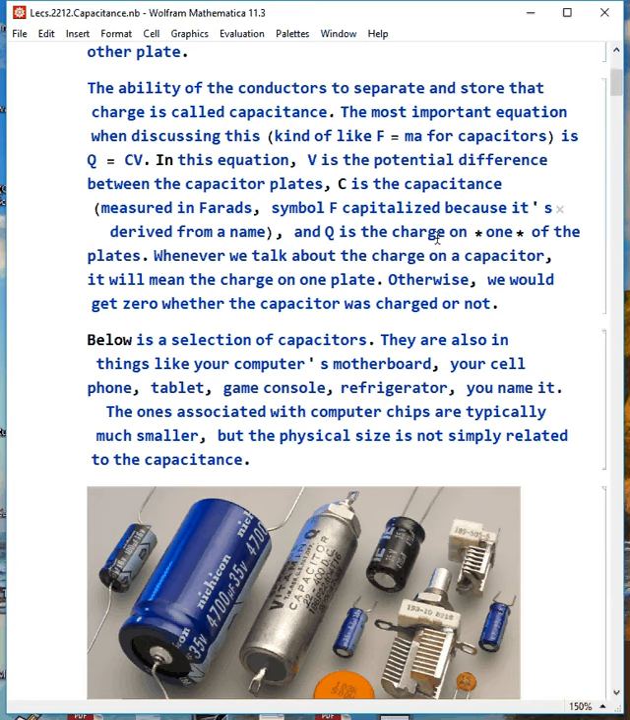And whenever we talk about the charge on a capacitor, we just mean the absolute value of the charge on one plate. Since in general they'll have opposite charges on each plate, we would never talk about the total charge by adding the two plates because then we'll get zero whether there's any charge separation or not.